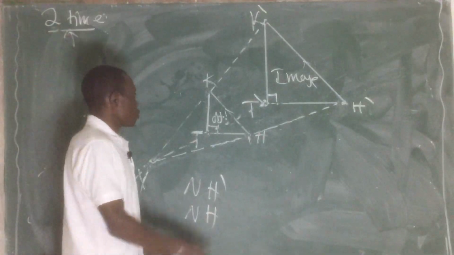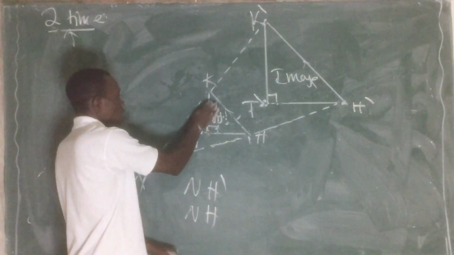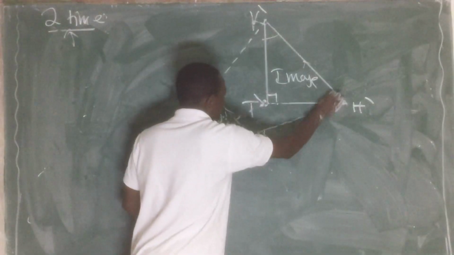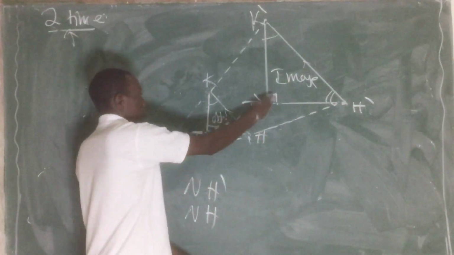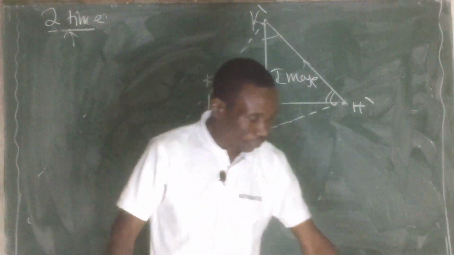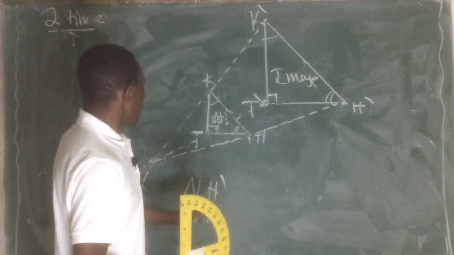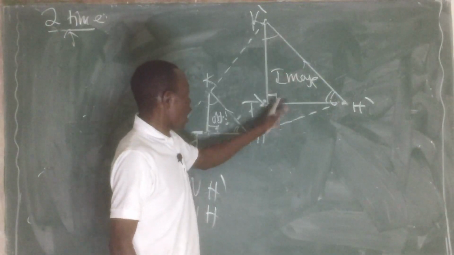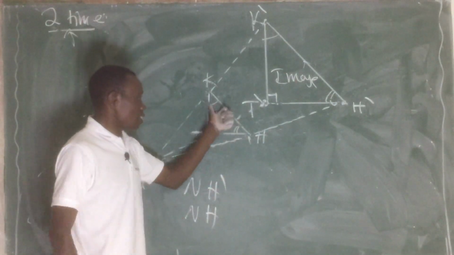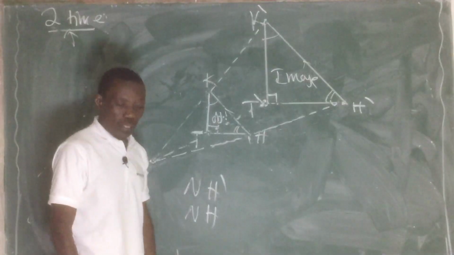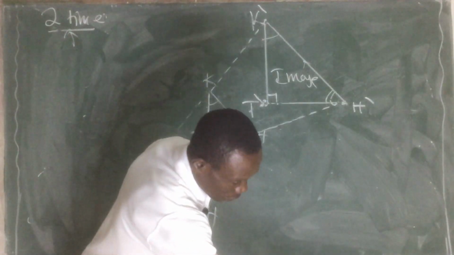The angles too, corresponding angles being equal. This angle is equal to that, this angle is equal to that one. You can even just measure by using a protractor. What is the resultant angle here, angle there, angle there? You're going to realize that the angles are just equal.